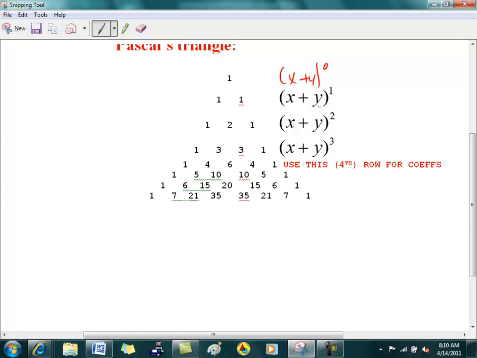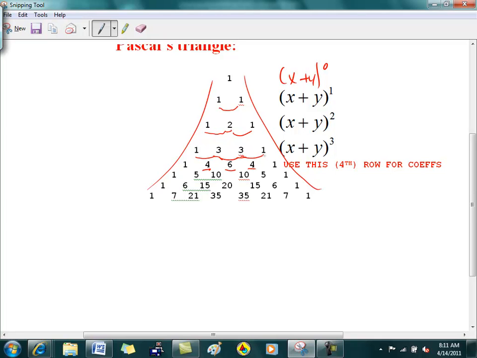So notice what's happening here. You always have ones on the outside. The terms in the middle are obtained by adding the previous two terms. So let's see. This guy comes about by adding these two. This guy comes about by adding these two, and so on. So you get the pattern?